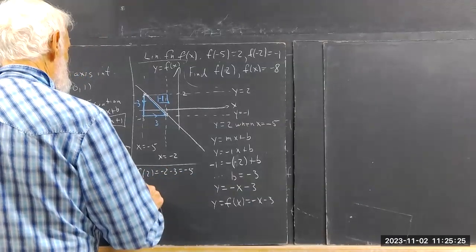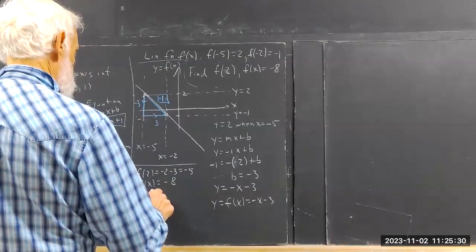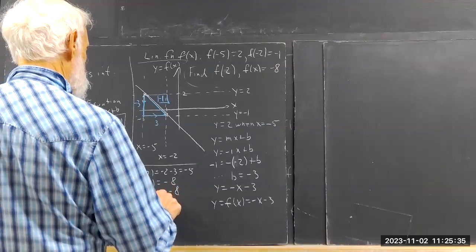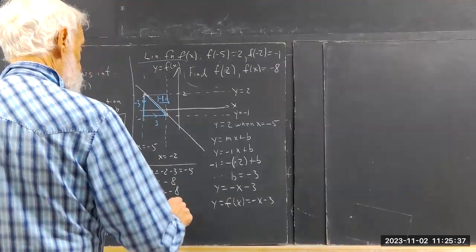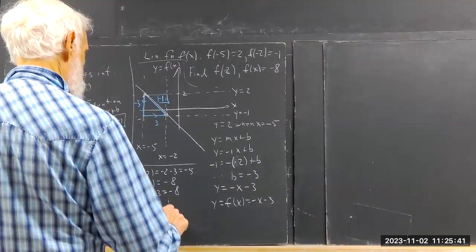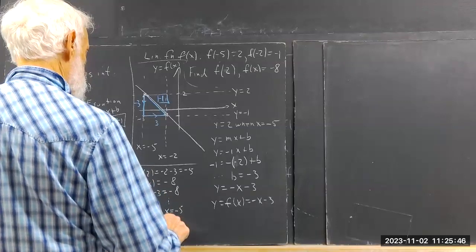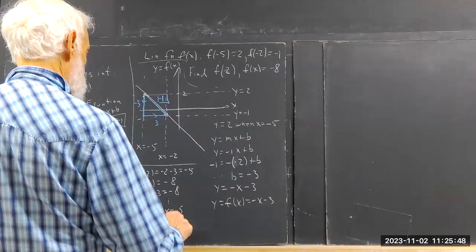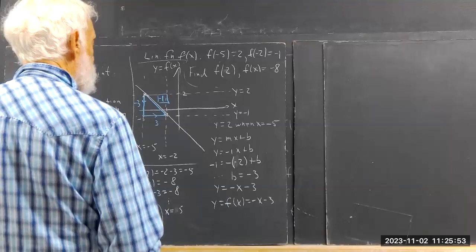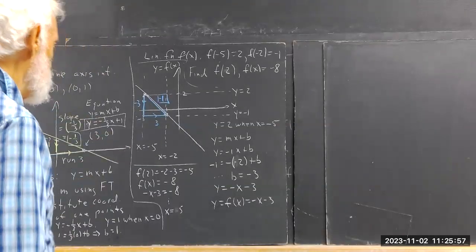And then the equation f of x equals -8. Well, we get -x minus 3 equals -8. And we solve. And it's not -5, x equals 5. Does that agree with the picture?